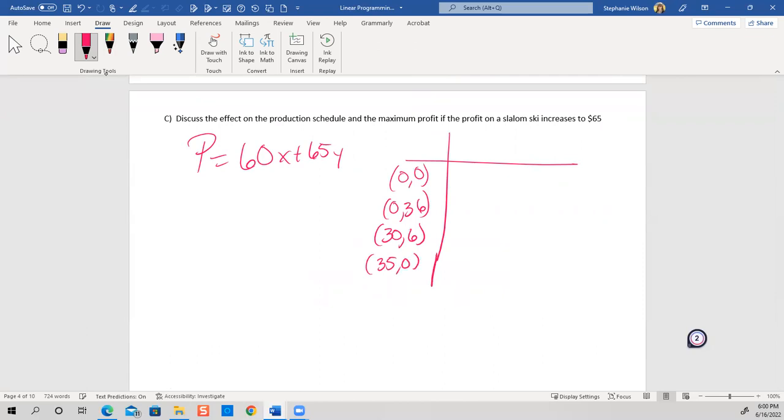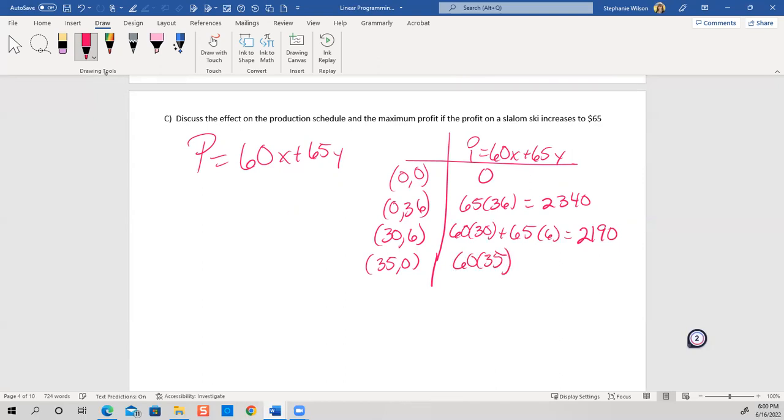That doesn't change. We don't want to change our data. All right, so now let's plug in. When I plug in (0, 0), I get 0. When I plug in 0 for x, I get 65 times 36, which gives me 2340. I plug in 30 for x and 6 for y, I get 2190. I plug in 35 for x and 0 for y, I get 2100.